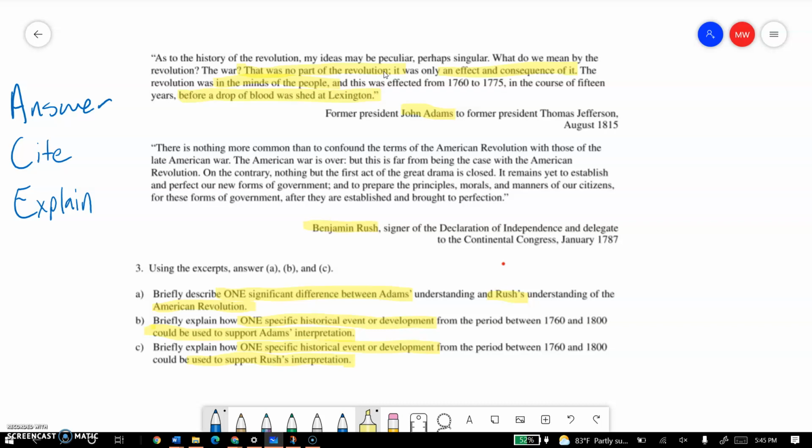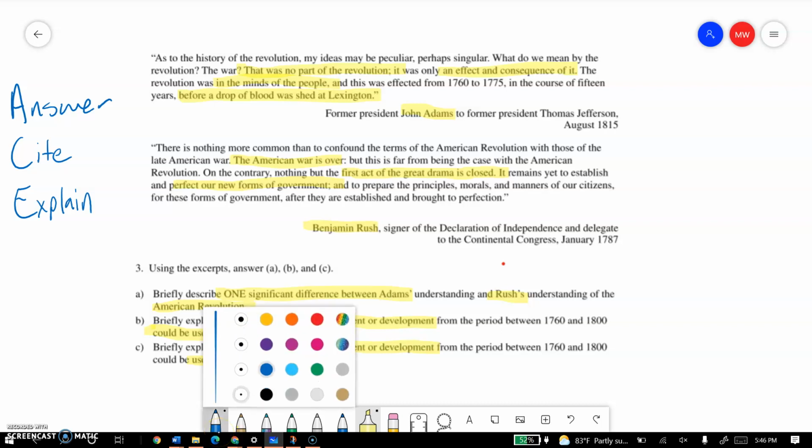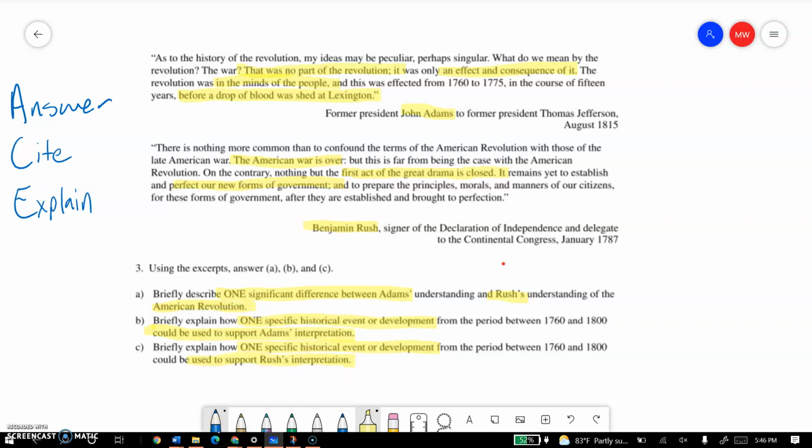Meanwhile, Benjamin Rush says the American War is over, but this is far from being the case with the American Revolution. On the contrary, nothing but the first act of the great drama is closed. It remains yet to establish and perfect our new forms of government and to prepare the principles, morals, and manners of our citizens. These two men clearly believe in different definitions of the revolution and have different ideas of when the revolution actually took place.